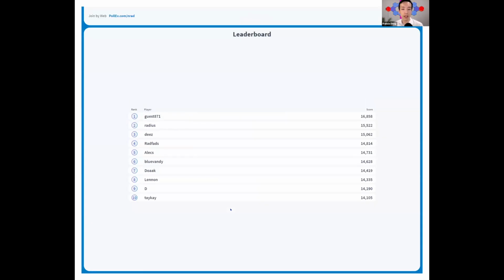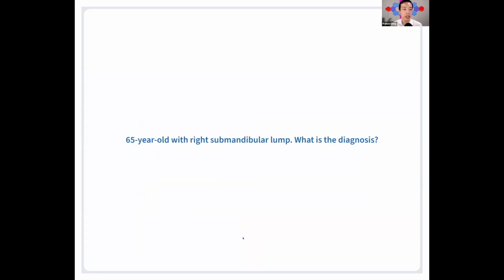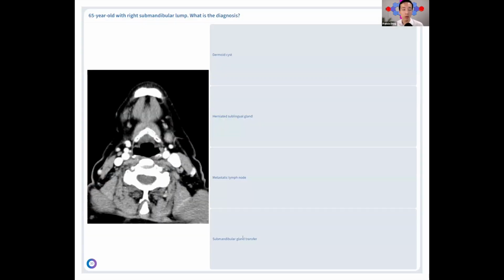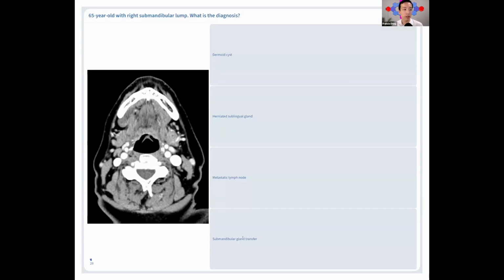All right, so we have guest 871 still at number 1 here. The next case is a 65-year-old with a right submandibular lump. What is the diagnosis?